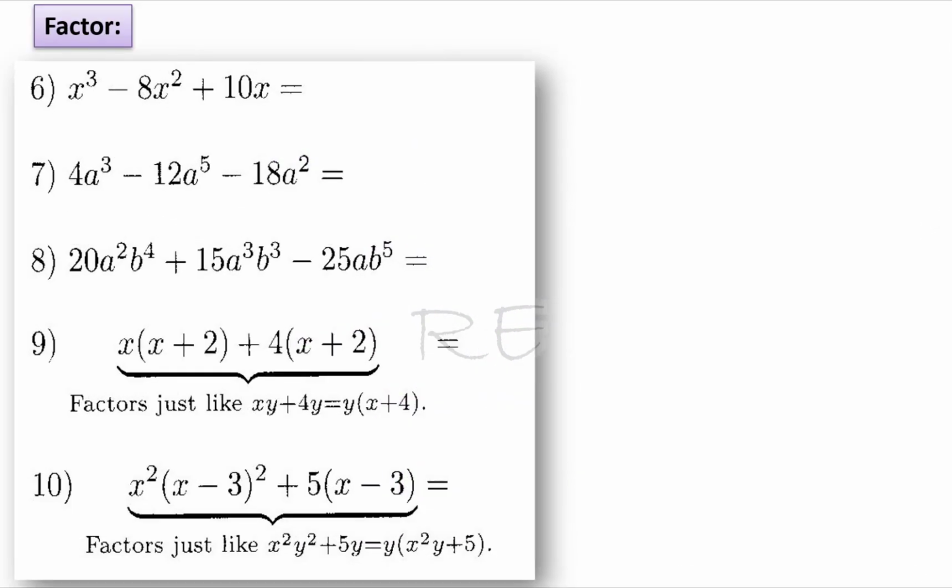X is the greatest common factor of x cubed minus 8x squared plus 10x. And we are left with x squared minus 8x plus 10.